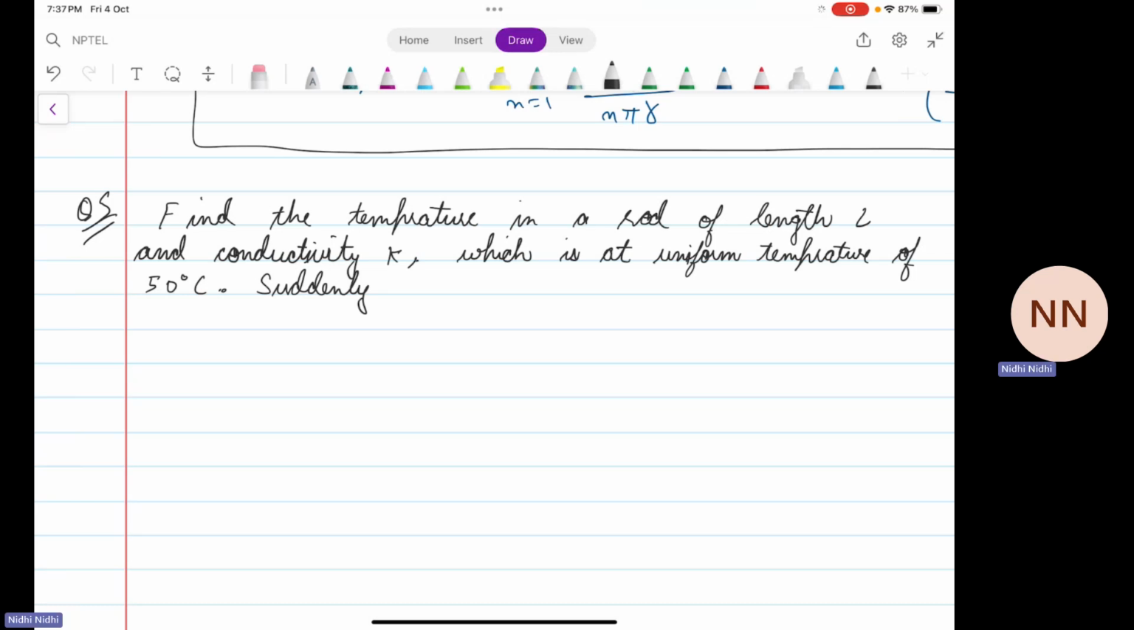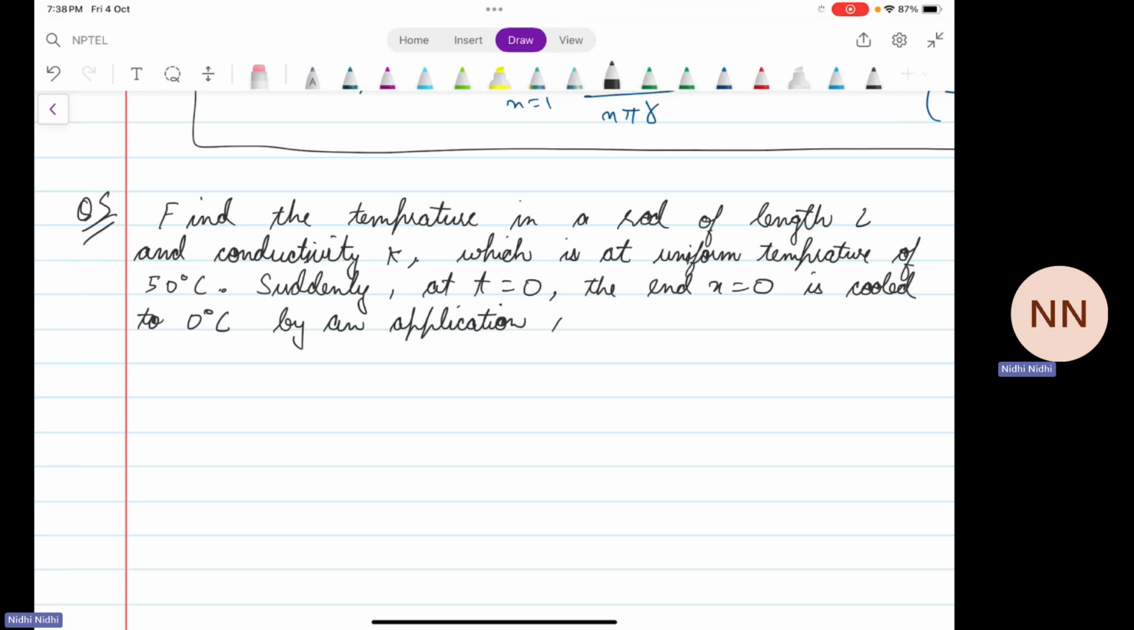at time t equals 0, the end x equals 0 is cooled to 0 degrees Celsius by an application of ice. So at the end x equals 0, we have applied some method to reduce the temperature. So from 50 degrees Celsius, suddenly it is dropped down to 0 degrees Celsius.